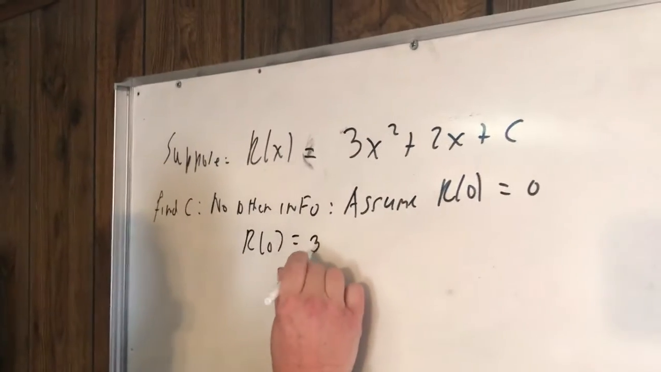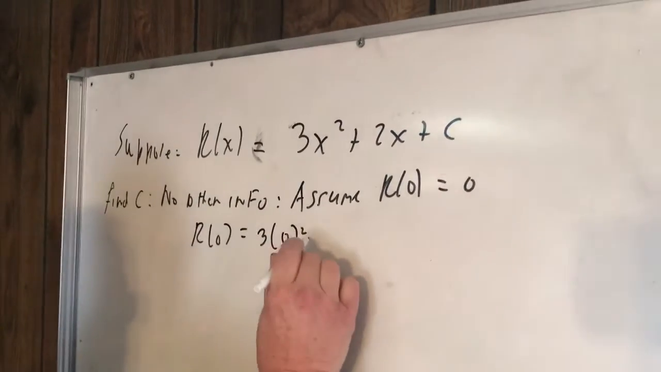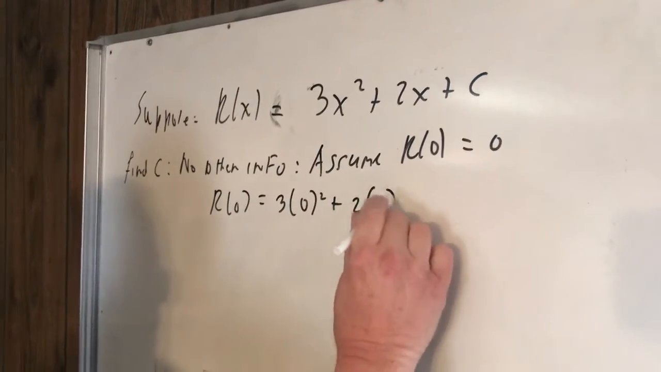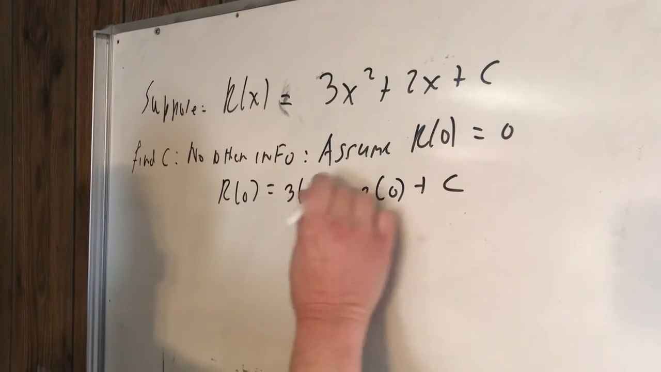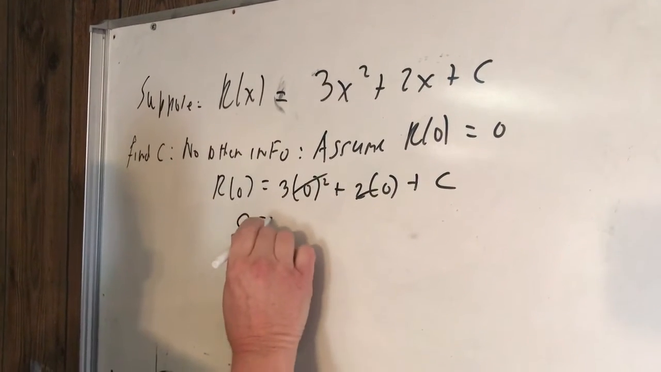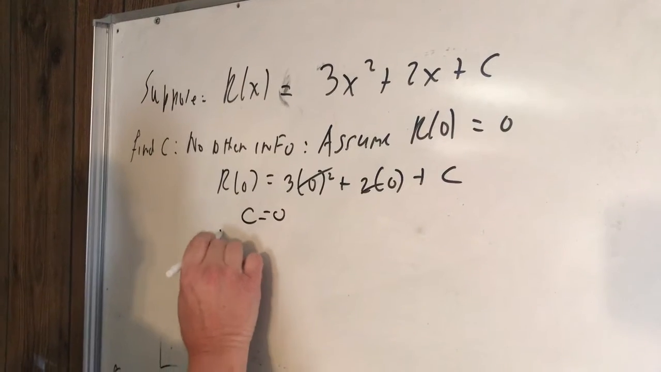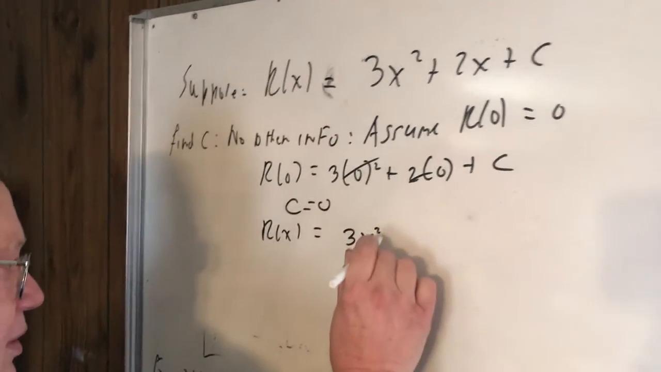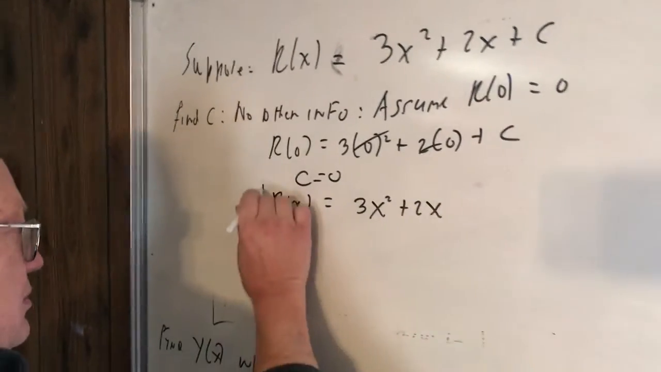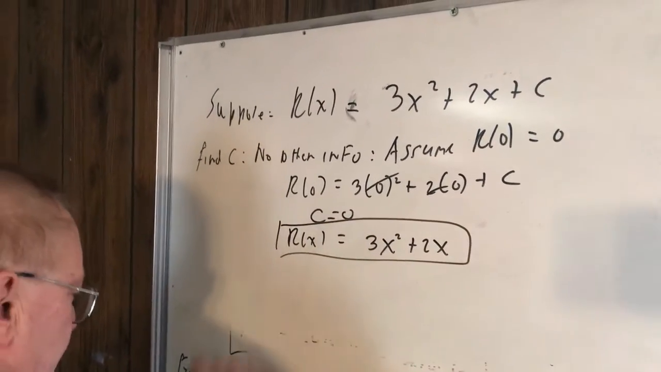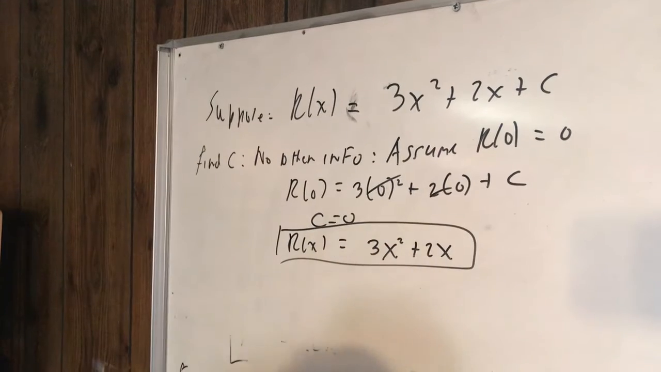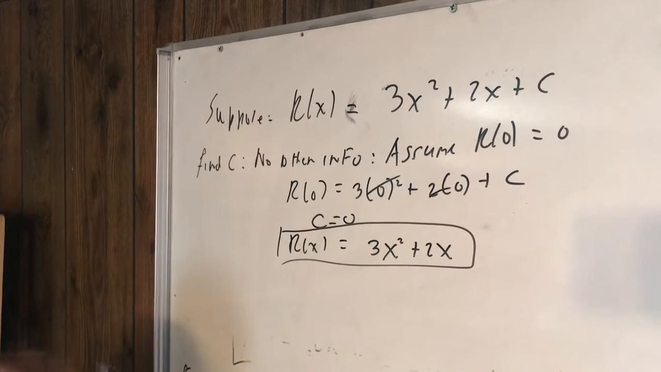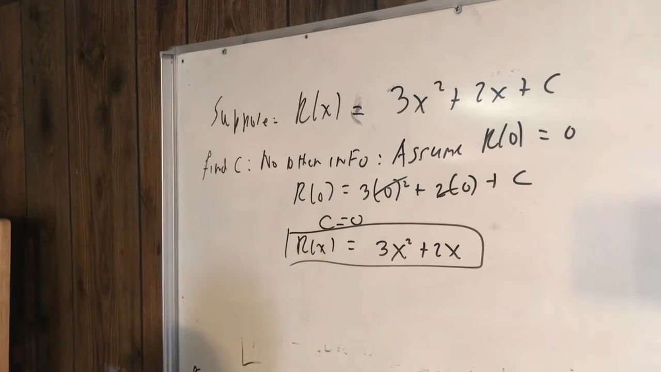What would that be here? R of 0 would be 3 times 0 squared plus 2 times 0 plus C. So C would equal 0 here. So our function would simply be what it was before without the C. That would be the complete function. There'd be no constant.